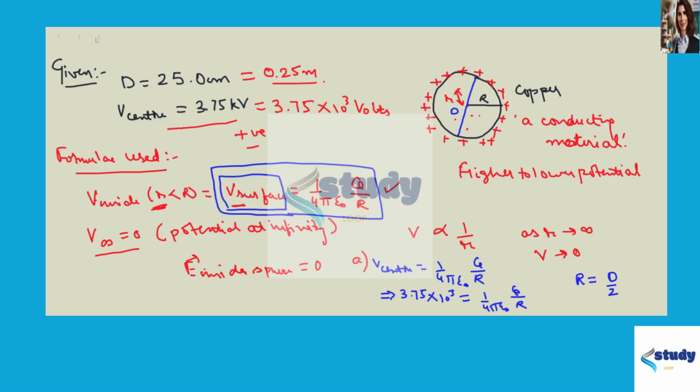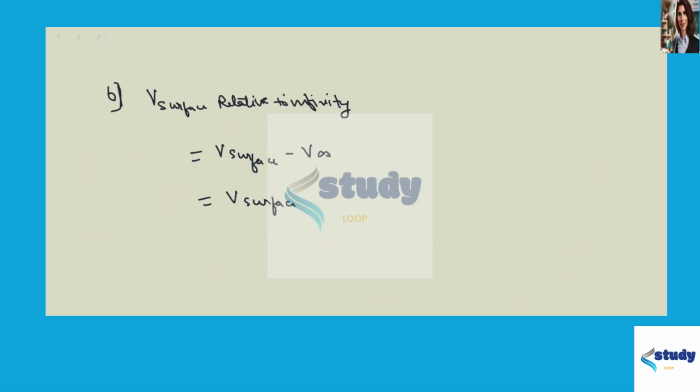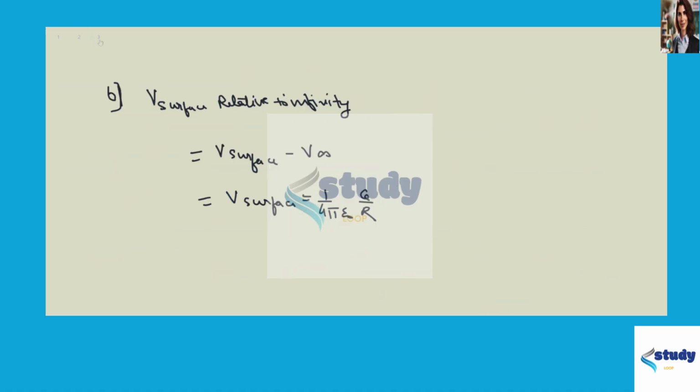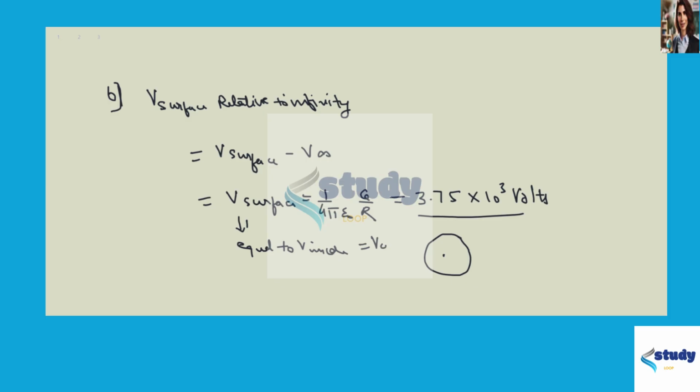So putting these two, we have V surface equals 1 by 4 pi epsilon naught Q over R, which equals V inside or V center, which is the same value. So this becomes 3.75 times 10 raised to power 3 volts. V surface equals V inside, meaning the potential at any point within the sphere surface. So let's take the center. So this means V center.